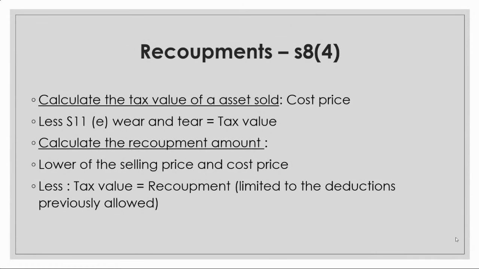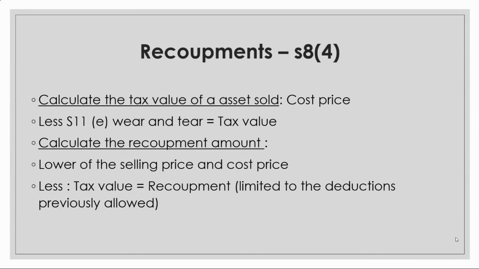Now, when we work out the recoupment, you take the lower of the selling price and the cost price. Now, why do I say the lower of the two? If the selling price is actually more than the cost price, in this calculation we cap the amount to the cost price. You cannot recoup more than what you were allowed to deduct for wear and tear. Now, your wear and tear is based on your cost price, so I would never have been allowed to deduct more than what that asset initially cost me. So that's why I've changed it to the lower of selling price and cost price, so that you use the correct amount and don't forget about the capping.